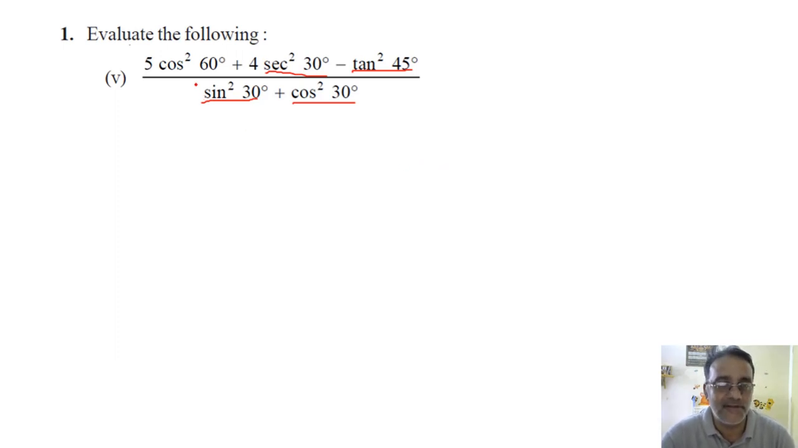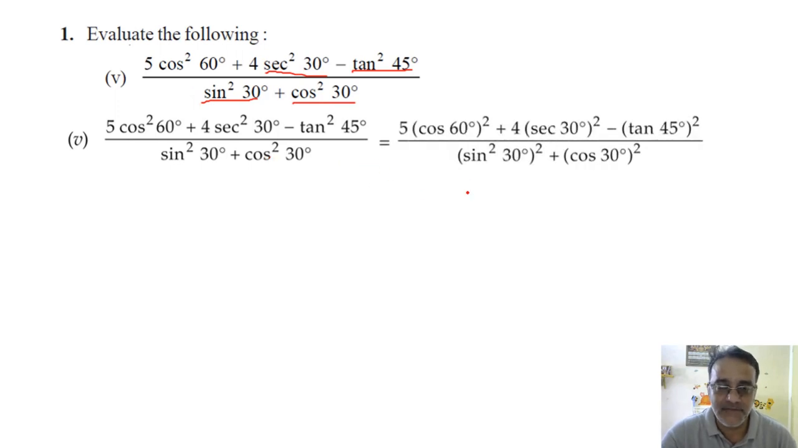Right, fine. So now we are going to substitute all the values. Cos 60 degree 1 by 2, sec 30 degree 2 by root 3, tan 45 degree 1, sin 30 degree 1 by 2, cos 30 degree root 3 by 2. So पहले फर्स्ट स्टेप में, एक मिनट, ओनली sin 30 degree whole square. Right, 5 cos 60 degree whole square plus 4 sec 30 degree whole square minus tan 45 degree whole square upon sin 30 whole square plus cos 30 whole square. So now I am going to substitute the values.